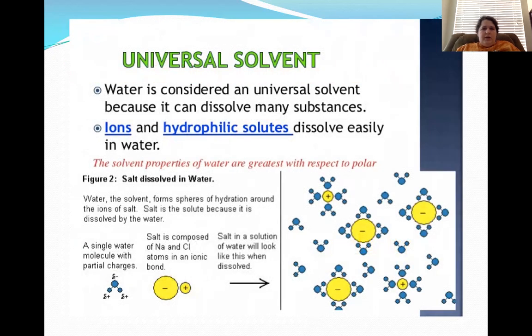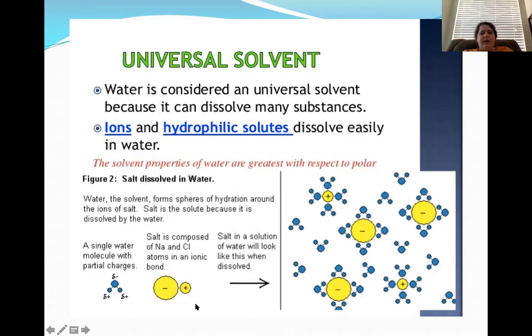So when something dissolves, we see that there are these little pockets that form around the ions. So ions in hydrophilic solutes dissolve really well in water. The Greek root hydro means water. Philic means loving. So water-loving solutes dissolve really well into water. Okay, so again, we have this negative area around the oxygen, positives around the hydrogens. That's just because of how the electrons are hogged towards the oxygen.